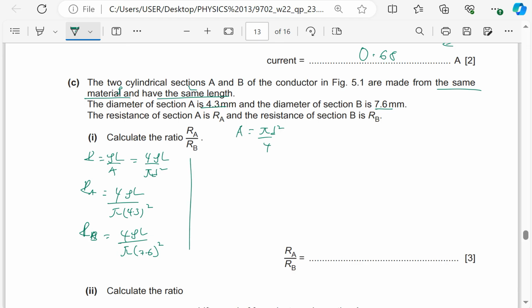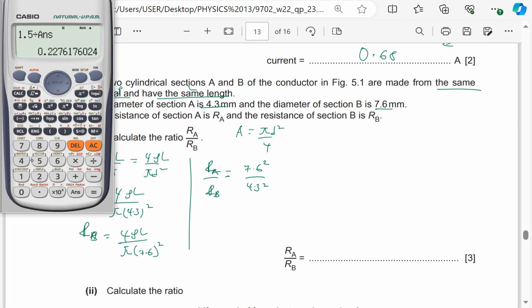Then I will divide to find the ratio. RA over RB would be equal to 4 rho L over pi cancels out. 7.6 goes up, so it becomes 7.6 squared divided by 4.3 squared. Okay, so if I check my calculator, 7.6 squared divided by 4.3 squared gives me 3.1.